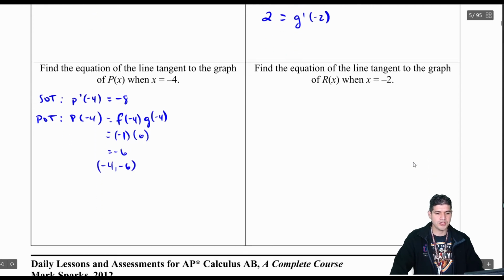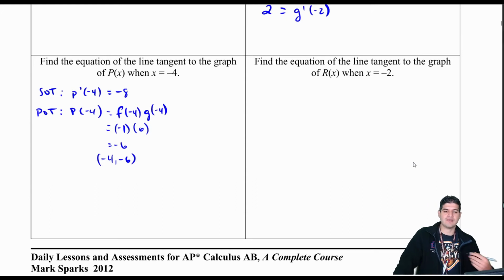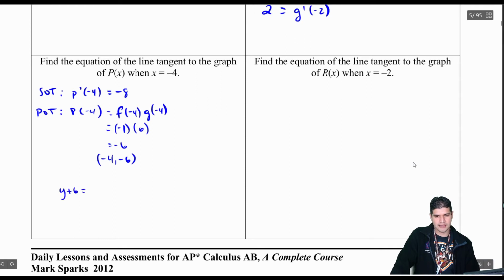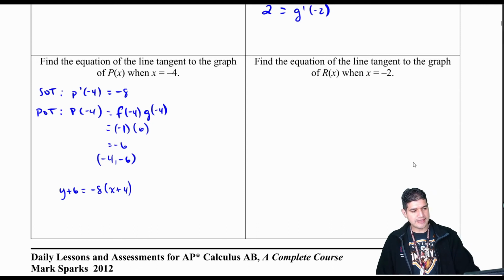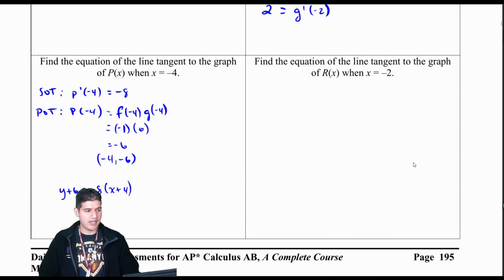Now what you want to do with that is write your equation of the tangent line. That's going to be y plus 6 equals our slope, negative 8, times x plus 4. And that's going to be our equation of the tangent line for p of x at x equals negative 4. Now I want to do a similar thing over here for r of x.